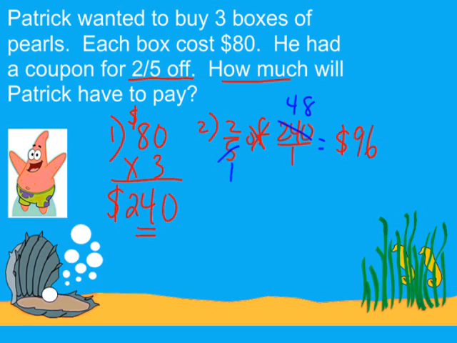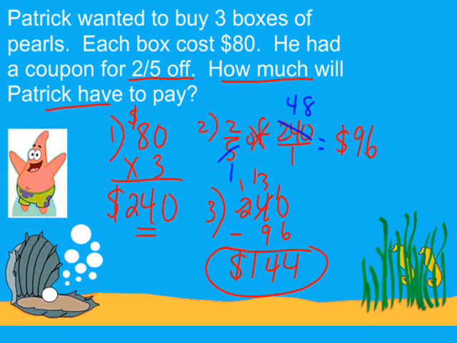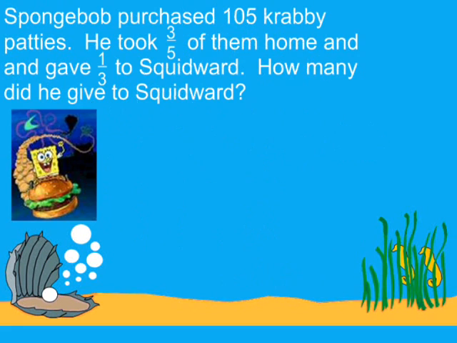It's asking how much will he have to pay. So we take the original price. This is step 3. We take the 240 minus the 96 that he's saving. The final cost for those pearls would be $144. All right, we're going to do one final question, and I like to call this a double "of" question.